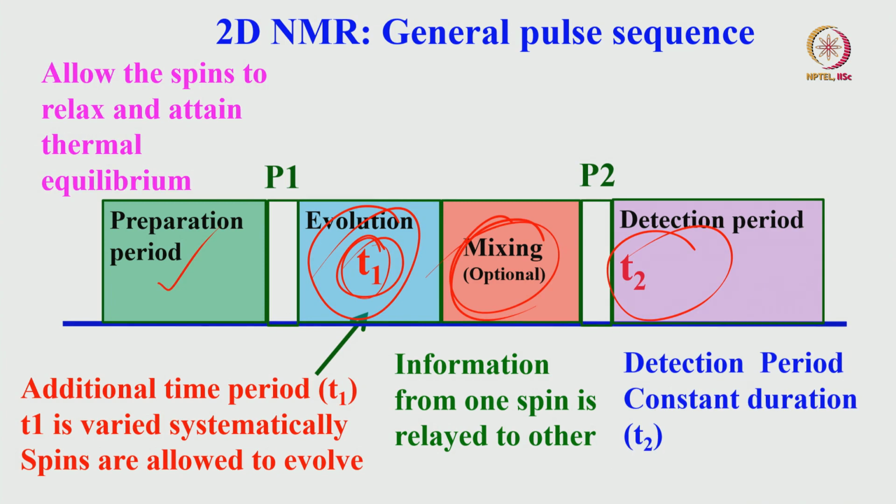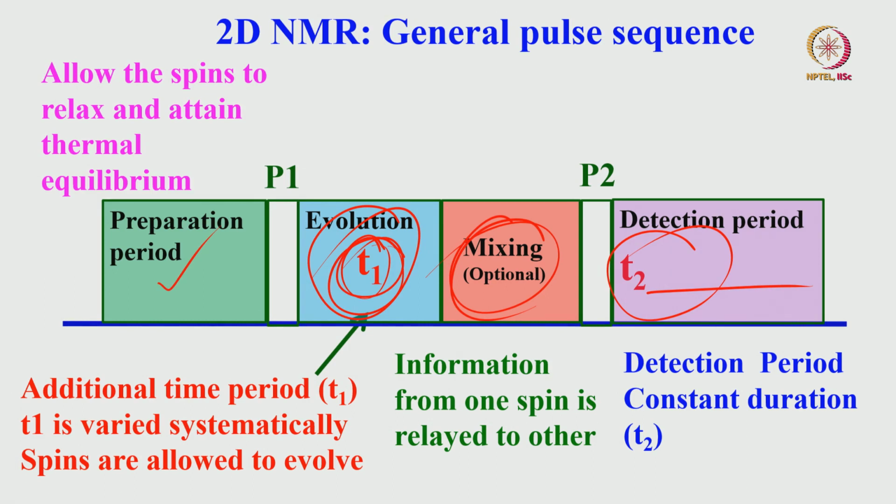Then you start collecting the signal like we did in 1D and do the Fourier transformation. Now this is a constant period, no doubt. But this one is not a single period. This is one experiment. I keep this t1 constant and do one experiment.